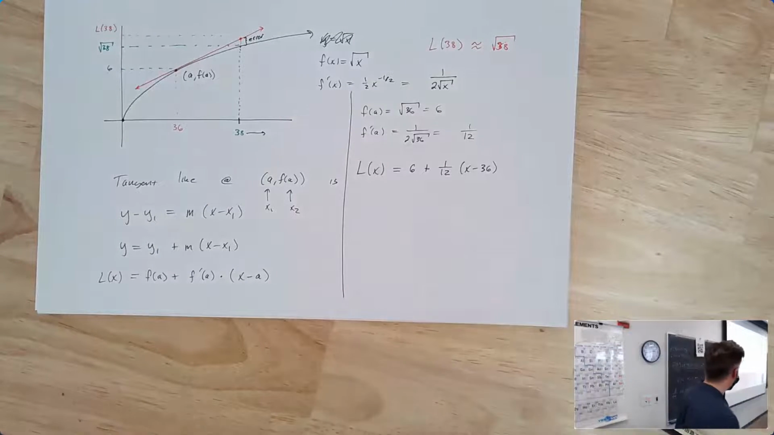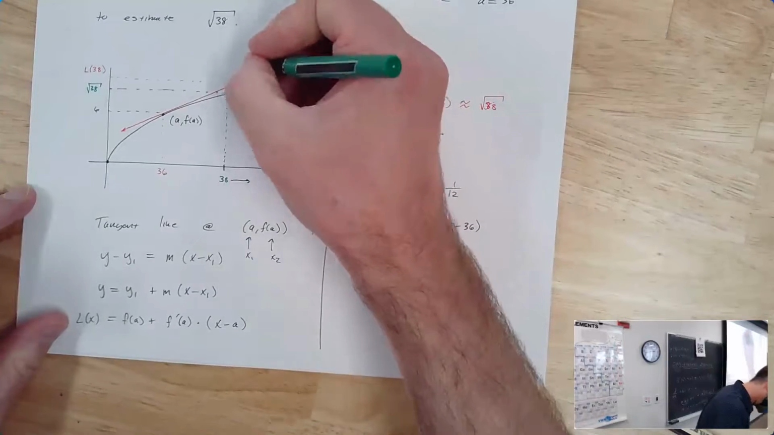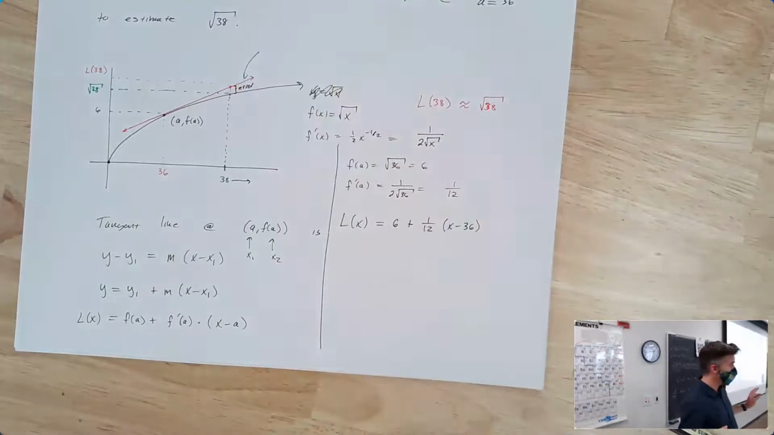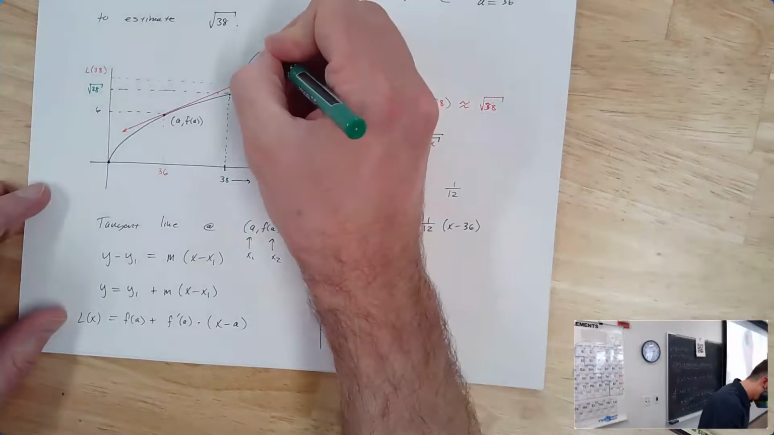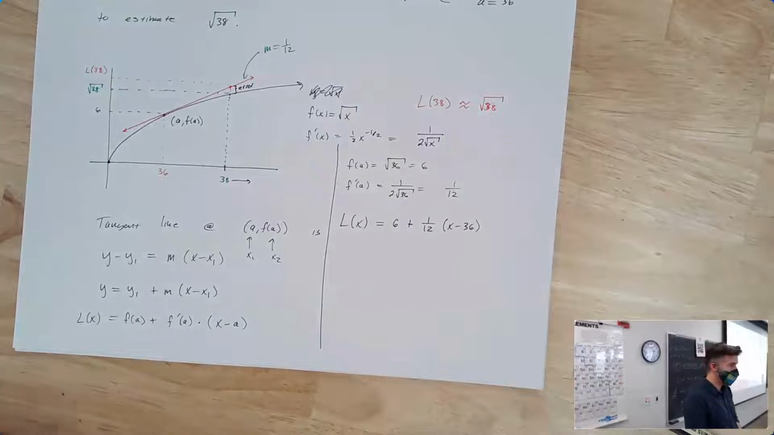And I really want to make this really clear. The slope of this line in this particular example is 1/12. That's the slope of this line.